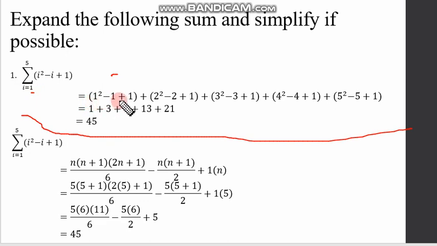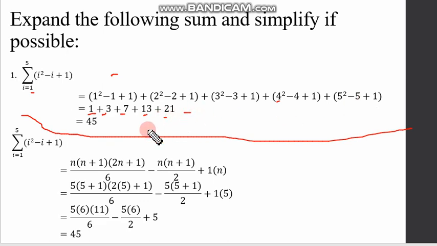So 1 squared minus 1 plus 1, that's 1. i equals 2: 2 squared minus 2 plus 1 is 3. i equals 3: 3 squared minus 3 plus 1, 7. i equals 4: 4 squared minus 4 plus 1, that's 13. And i equals 5 is 5 squared minus 5 plus 1, that's 21.